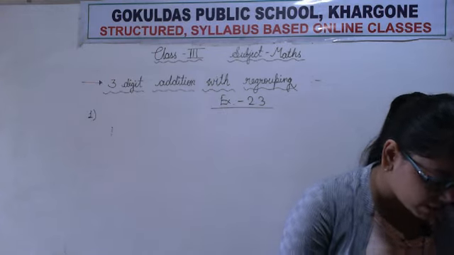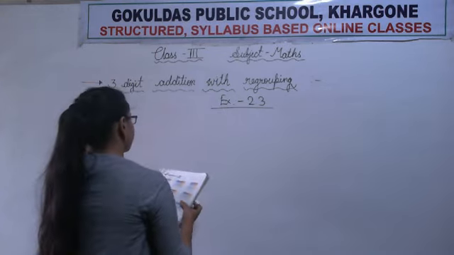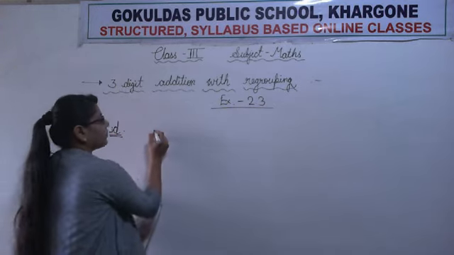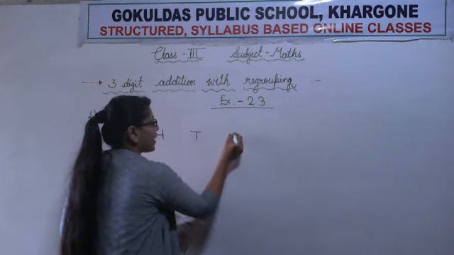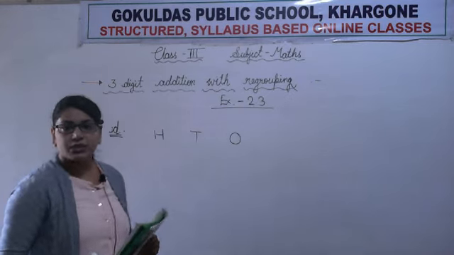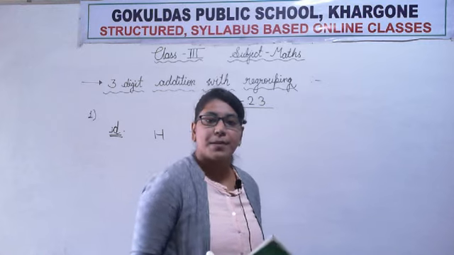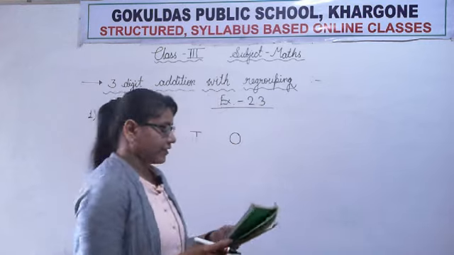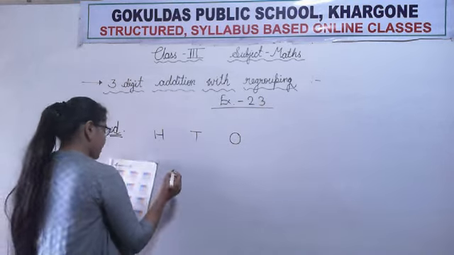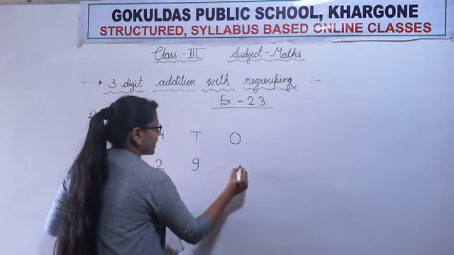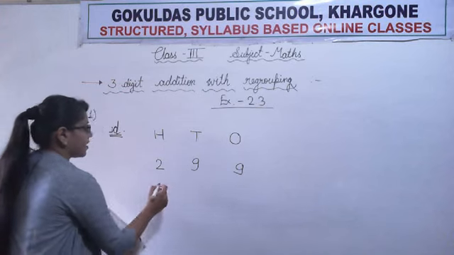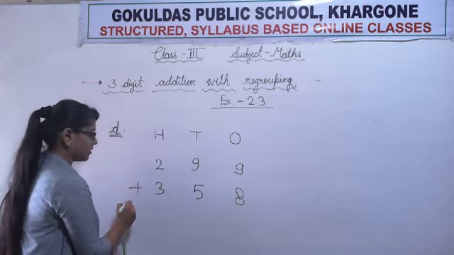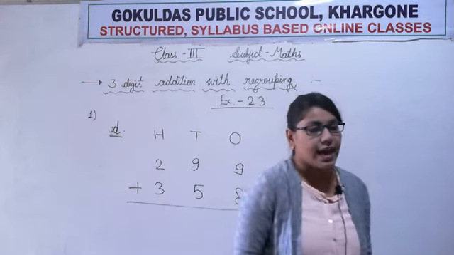Now next part, which is part D. Again we will write hundreds, tens and ones, so that we do not mess up the numbers, and by doing this we can avoid mistakes. Now the very first number is 299 and the next number is 358. Let's add them. 9 and 8.